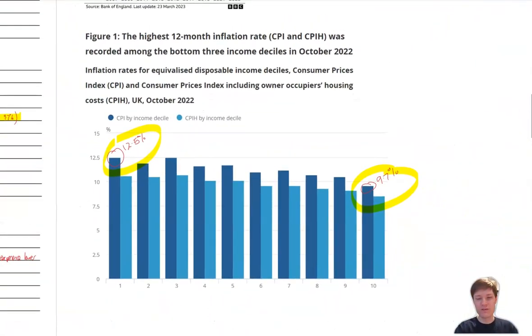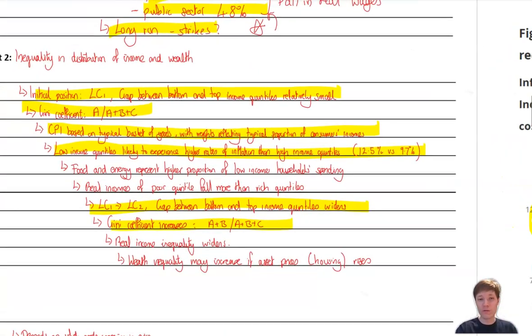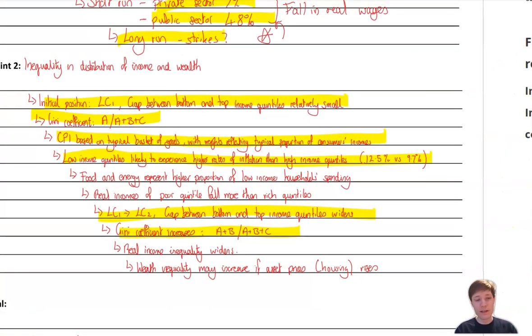And the Institute for Fiscal Studies, who did this chart here, clearly show 12.5% for the bottom income quintile, 9.7% for the top income quintile. Not as big as I thought, but still significant. So if we say that food and energy represent a higher proportion of low-income household spending, we can use that key word: it is regressive. It has a regressive effect, and therefore the real incomes of the poor quintile fall more than the rich.